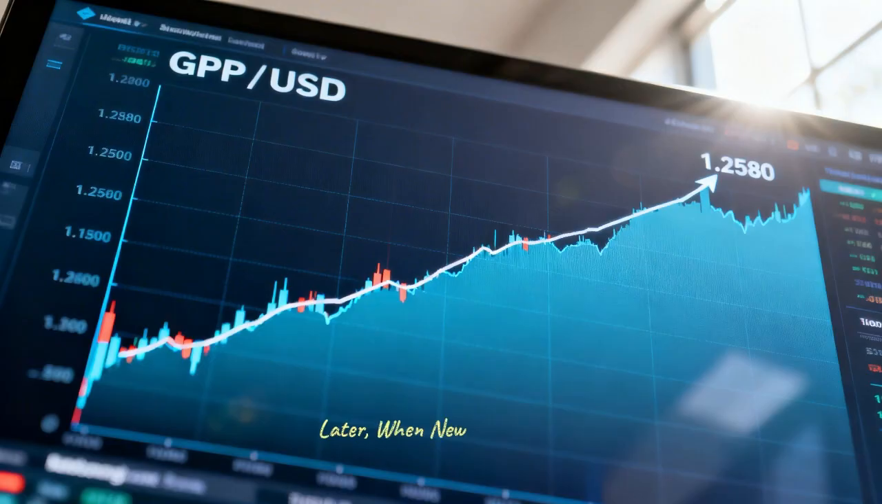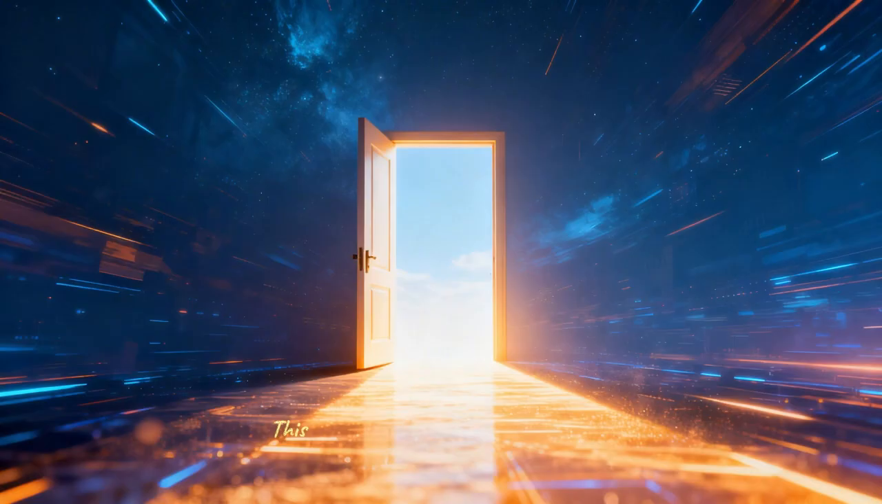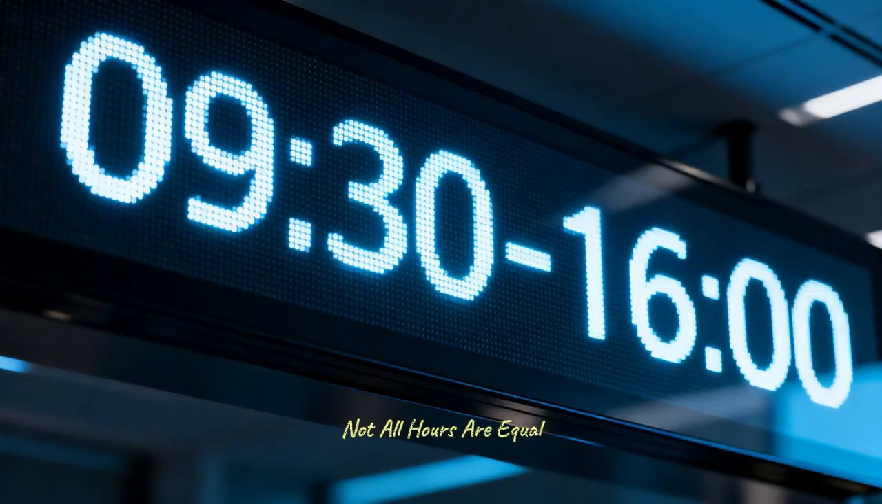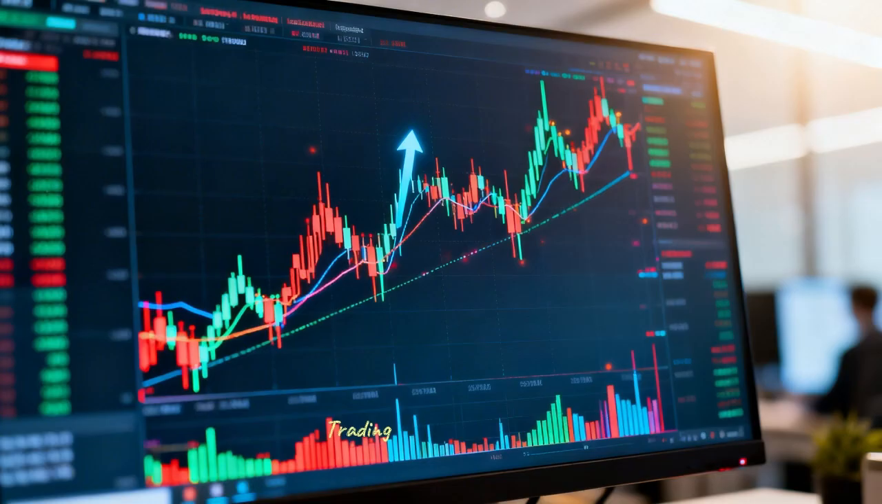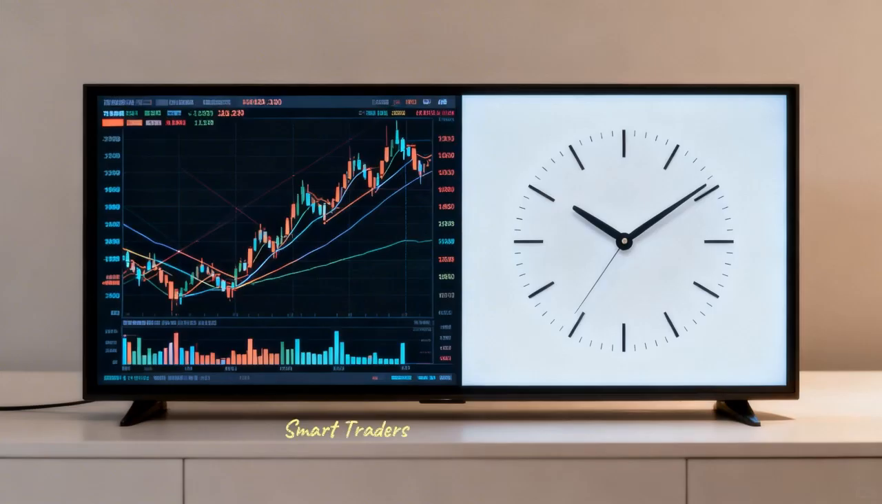Later, when New York opens, price continues pushing upward to 1.2580. This is how sessions create opportunity. Key lesson: not all hours are equal. Trading during low volume periods can lead to false breakouts, slow movement, and frustration. Trading during high volume sessions can offer clearer structure, stronger trends, and better setups. Smart traders don't just trade price, they trade time.